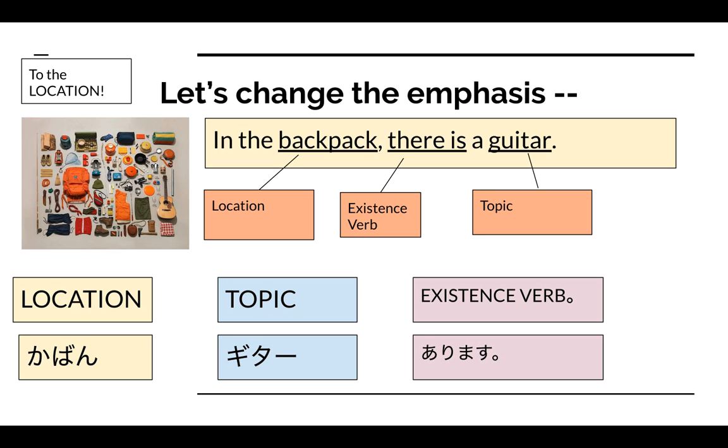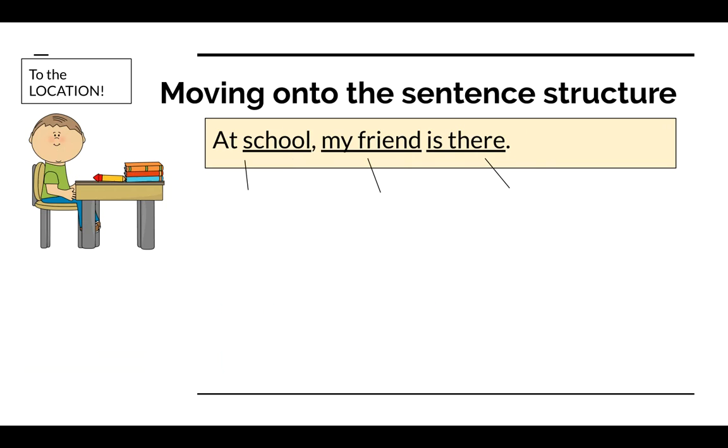Now, what we need to highlight in this sentence is the particles. So in the previous sentence, it was topic wa, location ni, and then the existence verb, if you remember. Now for this one, it's again location ni, but the topic differs. Ga arimasu. Kaban ni kita ga arimasu. Keep that in mind. Kaban ni kita ga arimasu.